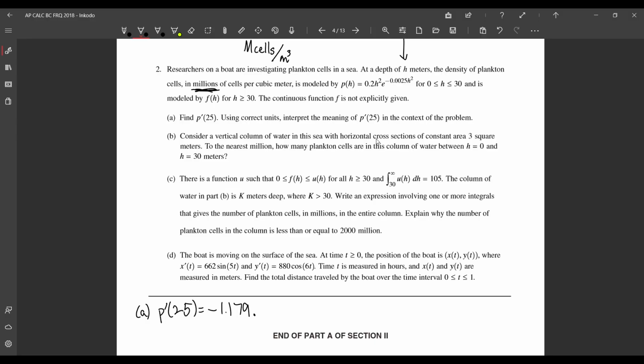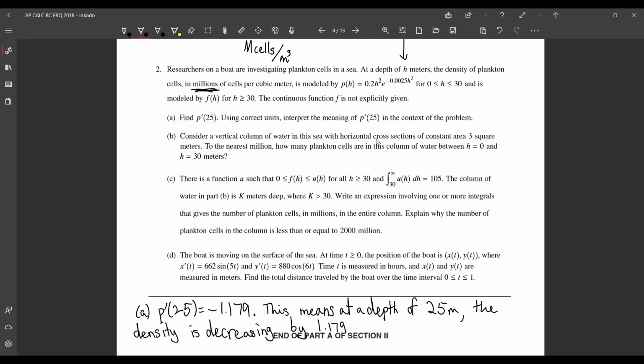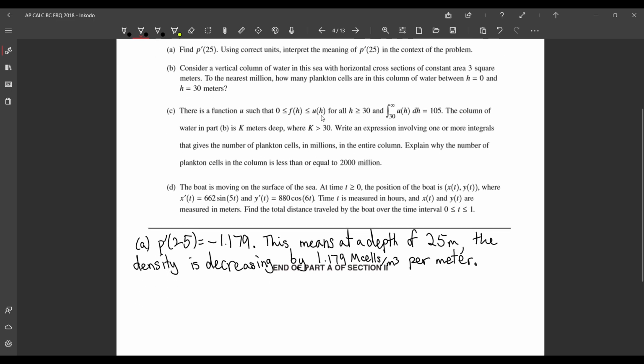So what does this mean? h is given in meters, so this means at a depth of 25 meters, the density is decreasing by 1.179 million cells per meter cubed per meter.